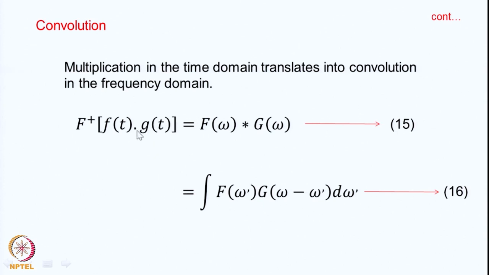In this case, suppose we were to consider a multiplication, f of t multiplied by g of t, where there is another function. This is like modifying the FID in some manner. So in that case, we calculate the two individual Fourier transforms, and then we take a convolution of these two functions. The convolution is defined in this manner: you take f of omega prime into g of omega minus omega prime, and take the integral over d omega prime.